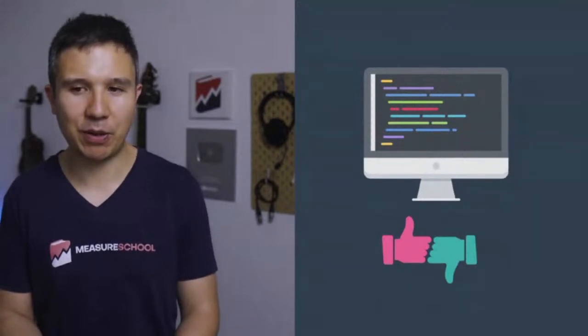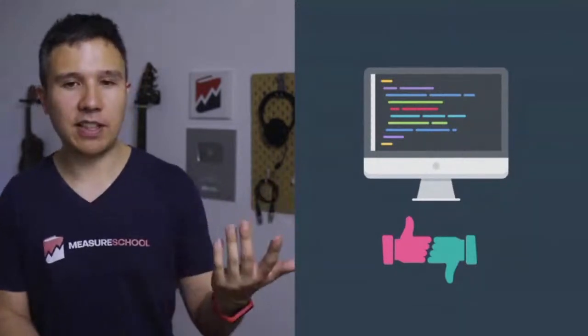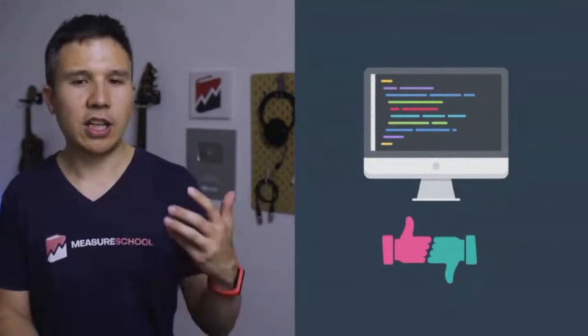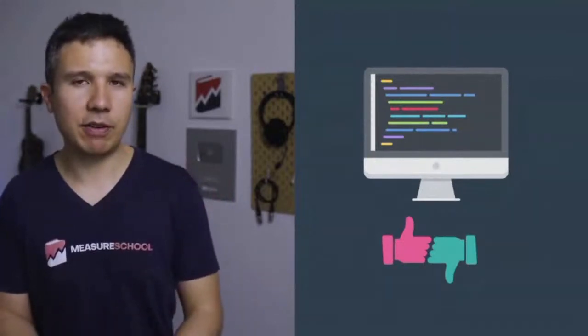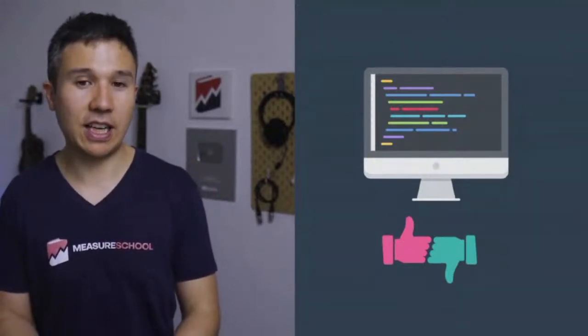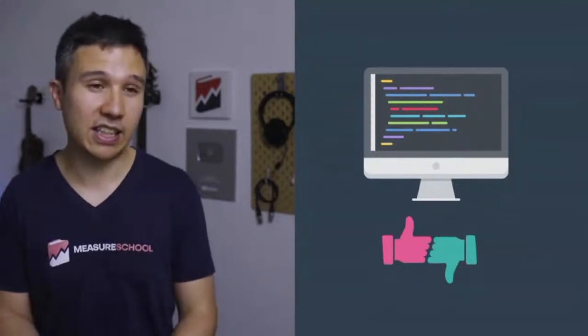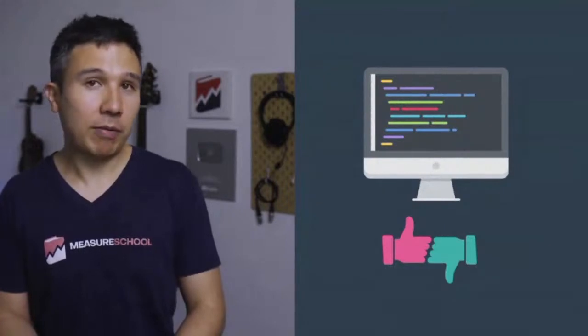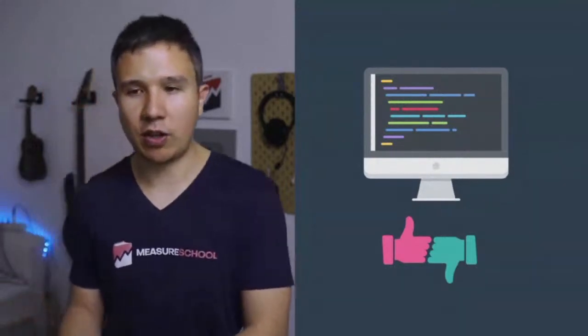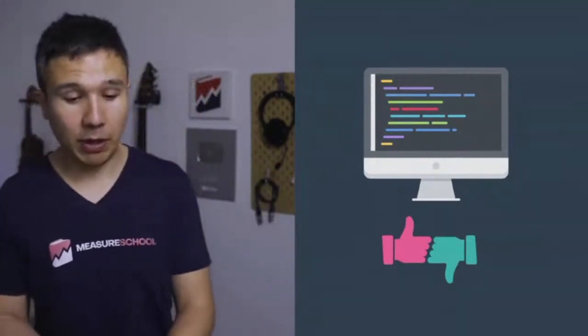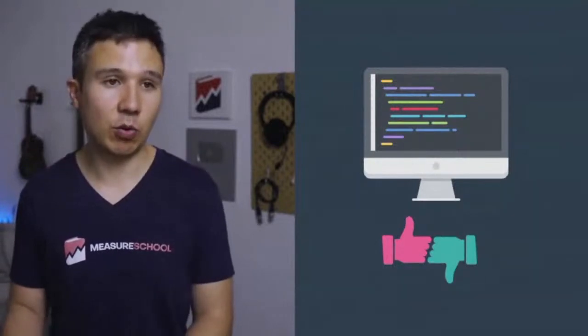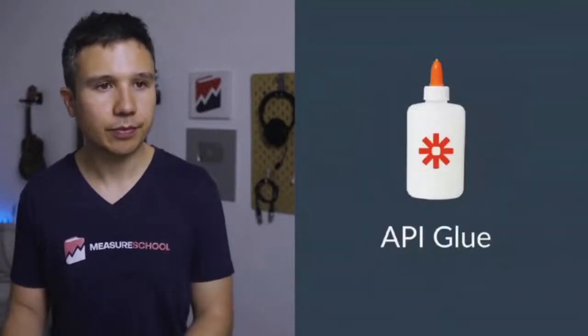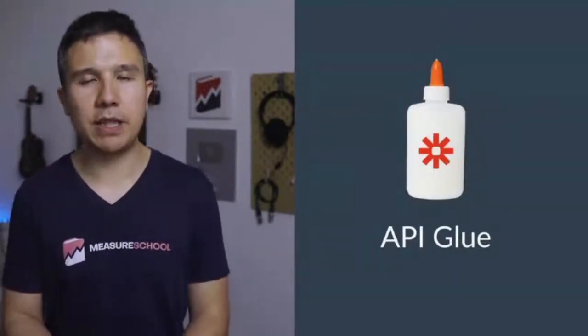The bad thing about it is you need, obviously, the resources, you need the knowledge. For us marketers, it might not be very feasible to always go to the developer and say, hey, I want to send out this data or that data. So a bit tricky on that end. And obviously, if you need to hire a developer, then it gets quite costly as well. Okay, the next method would be API glue.